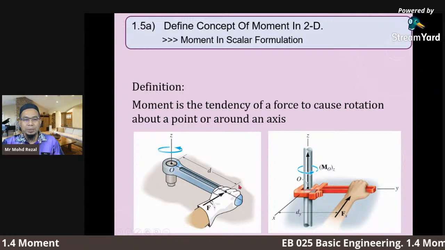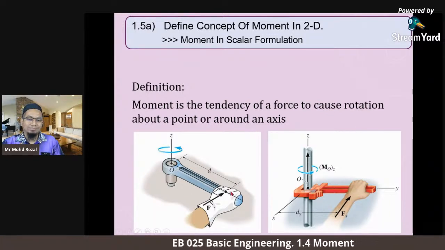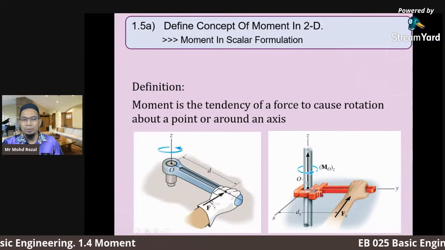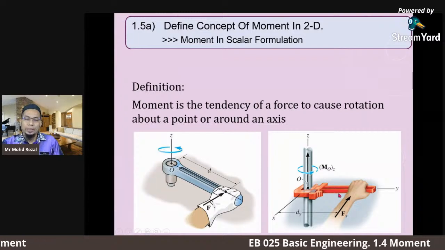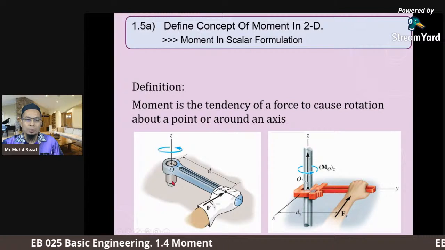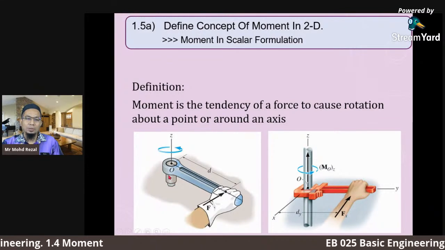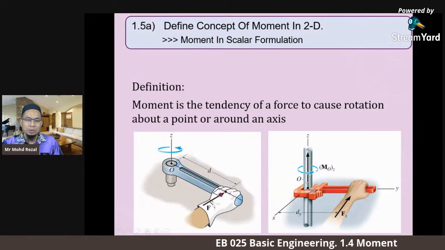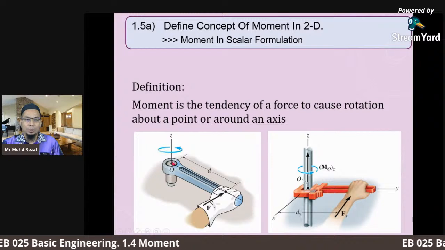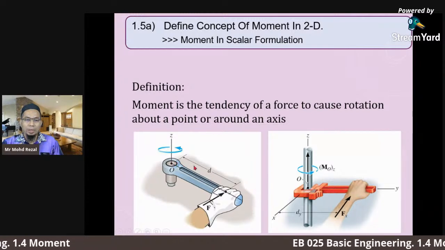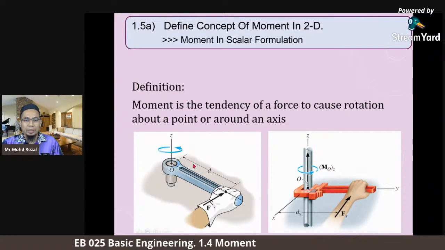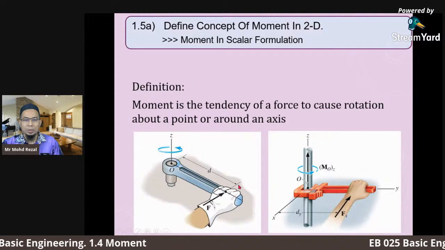Okay, look at this picture. This is a spanner, a piping spanner. It's very difficult to turn the bolt or nut with our hand. But when we use the spanner, the spanner has a distance from the bolt. I mean, the longer the distance, the easier to move. And the longer the distance, the higher the moment.